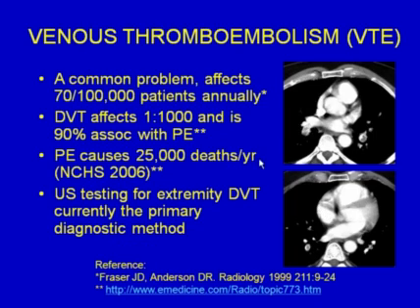So to begin with, venous thromboembolism is a very common problem. It affects 70 out of 100,000 patients annually. It is associated with pulmonary embolism 90% of the time, and that's in patients who do have DVT. PE, as you know, causes many deaths per year, and currently for extremity DVT, ultrasound testing is the primary diagnostic method. You can see here a patient who has obvious pulmonary emboli in the pulmonary arteries.